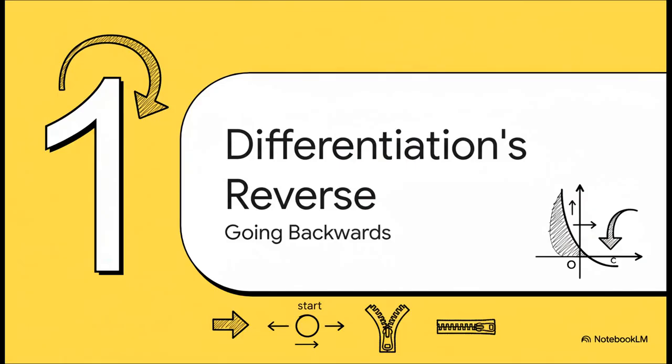And you know what? The key to solving this mystery is actually surprisingly simple. We're just going backwards. We are literally going to reverse the process of differentiation that we're already familiar with.